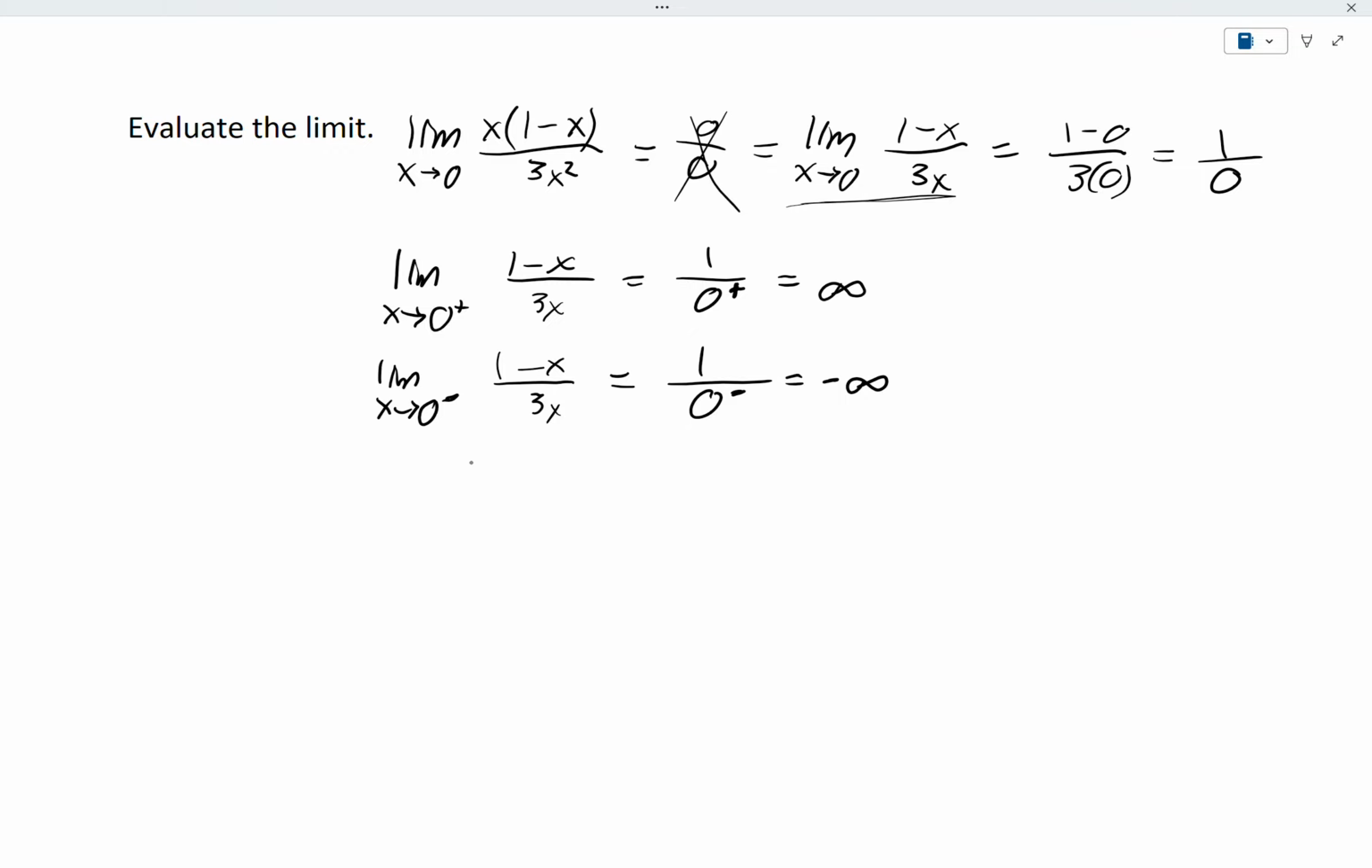So we would say that this limit does not exist. So that's how you do a limit problem like this.